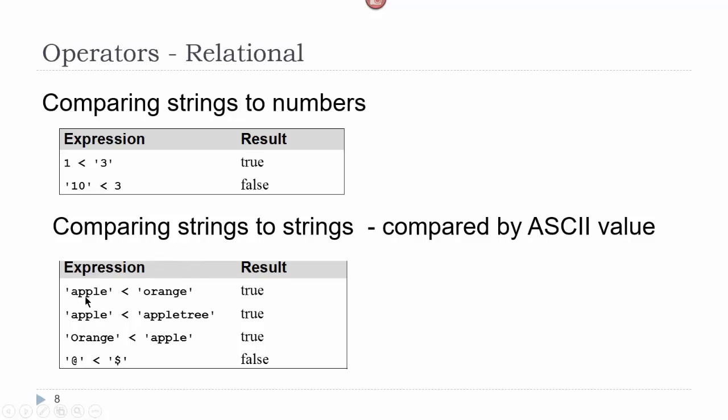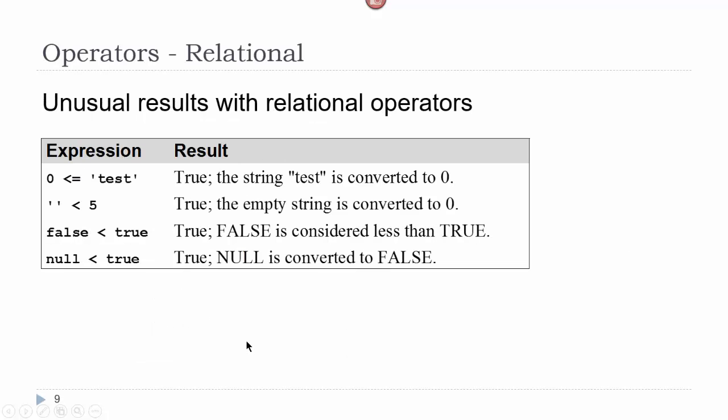So here, apple is less than orange. It returns true because in the ASCII chart, A comes first. Uppercase letters are on top of the chart, so to speak, and so that will return true in this condition. Just something to be aware of, because in PHP you can compare strings. There are some unusual results with relational operators when comparing with 0 and a string variable. It will convert the string to 0. So take a look at some of these. They are in the book.